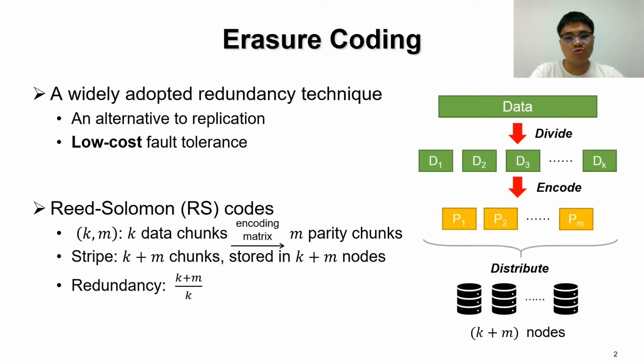First of all, let's review some basics of erasure coding. Erasure coding is a widely deployed redundancy technique. Compared to replication, erasure coding needs much less space, so it can provide low-cost fault tolerance. Take Reed-Solomon codes, one of the most popular erasure codes, as an example. First, we divide the data into k chunks, and then these data chunks are encoded to generate m parity chunks. All these chunks constitute a stripe. Lastly, we distribute them to k plus m nodes.